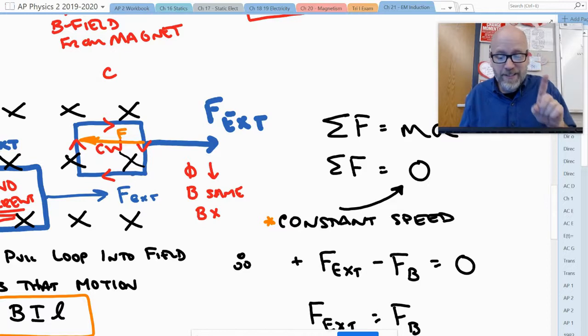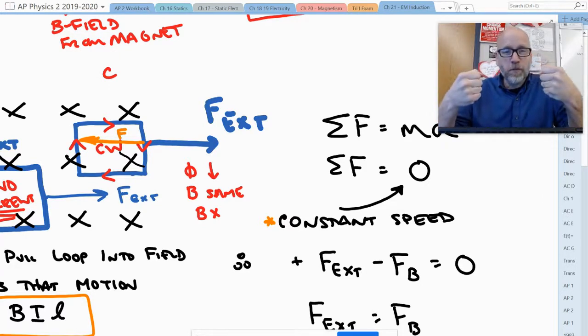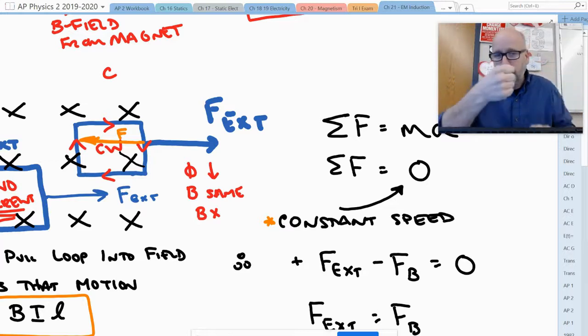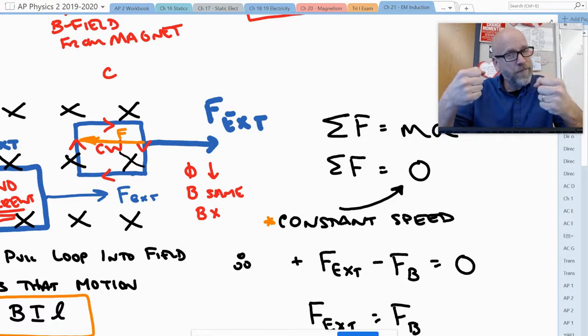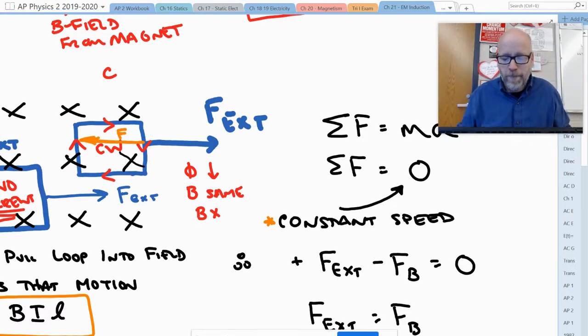So I can see here that if I pull harder, the magnetic field is going to pull harder back. If I pull with less force on the external, it'll go slower, and there'll be less force from the magnetic field holding it back. The current would become less. Oh, see how it's all tied together?